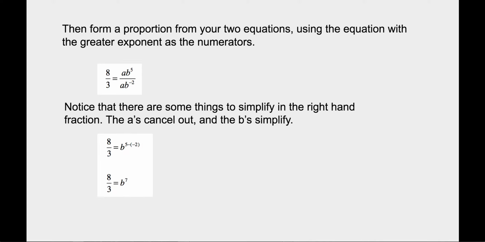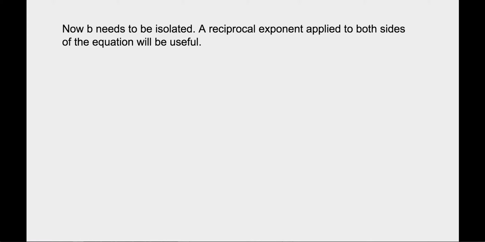You'll get 8/3 equals b to the 5 minus negative 2 from the properties of exponents, and when you simplify that, you'll get 8/3 equals b to the 7th. Now b needs to be isolated. A reciprocal exponent applied to both sides of the equation will be useful. We had b to the 7th. The reciprocal of 7 is 1/7.